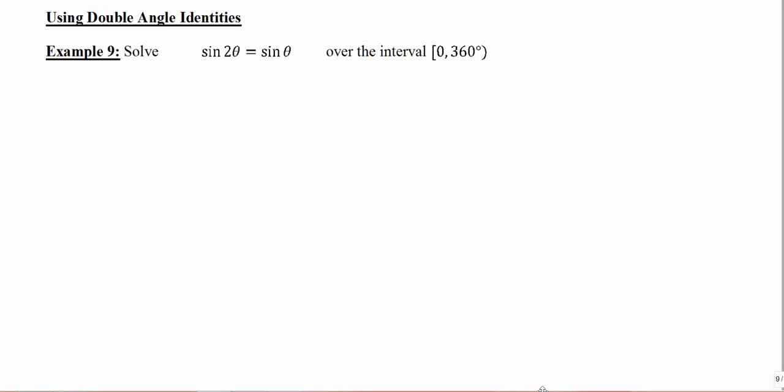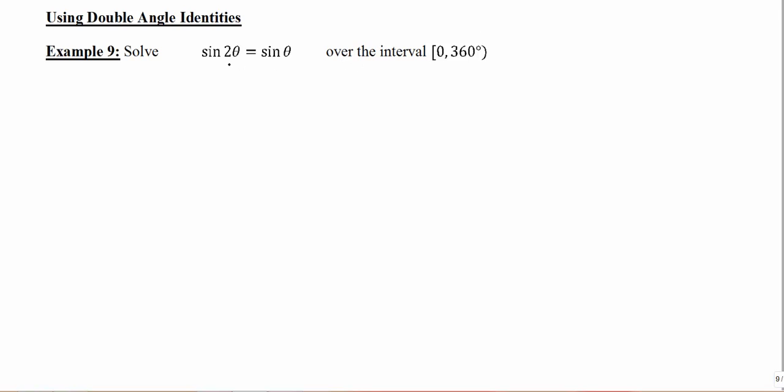In the last 2 examples, we will look at using the double angle identities to help us solve these equations. Here we have sine 2 theta is equal to sine of theta. Notice that the input angles are not the same. These are not like terms. So we have to be careful here if the input angles are not the same. It would be nice if the input angles were the same throughout the equation.